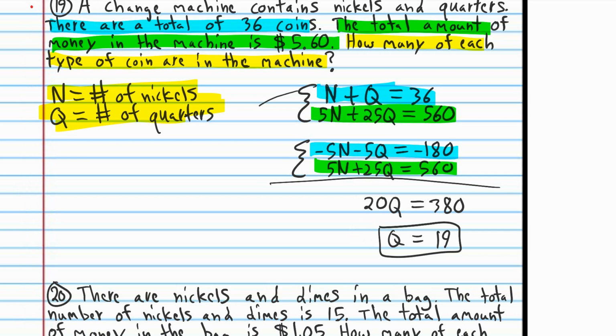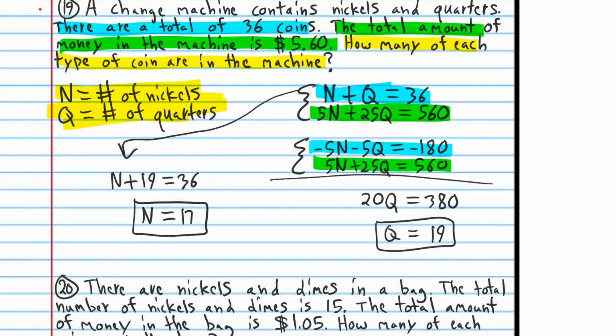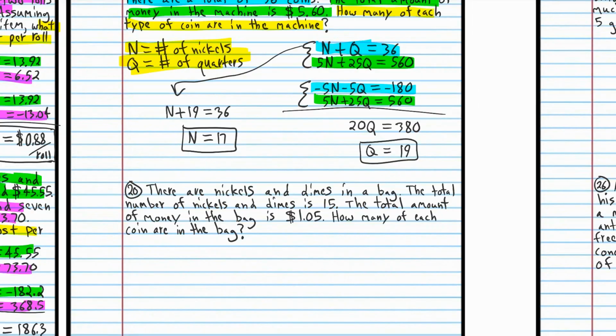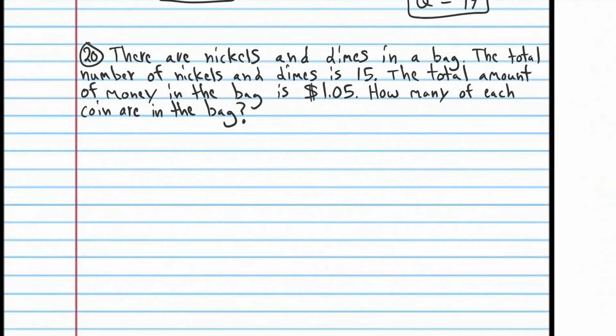And then we can use the blue equation to figure out how many nickels there are. Nickels plus quarters is equal to 36. Subtract 19 from both sides, and we get 17 nickels. So again, that's how you do these change problems. So let's do another one of those together before you try some on your own.